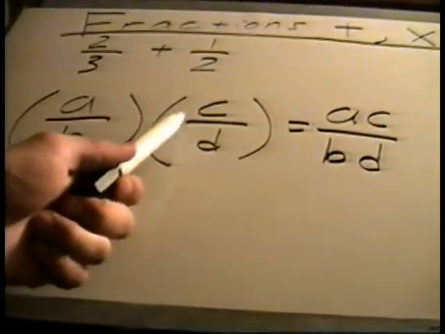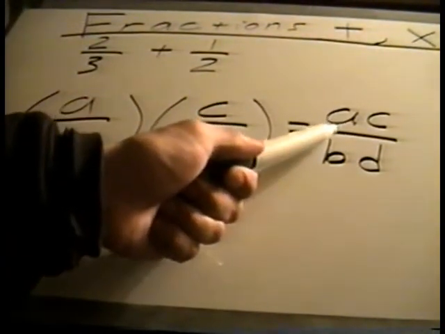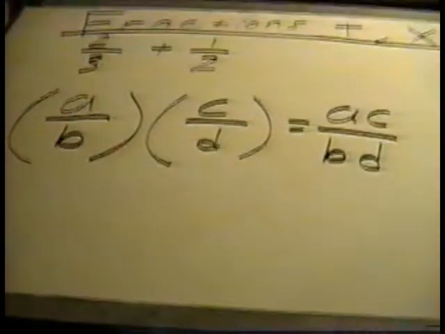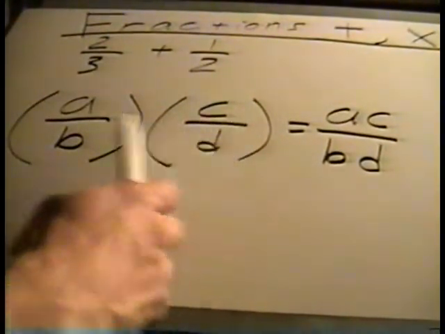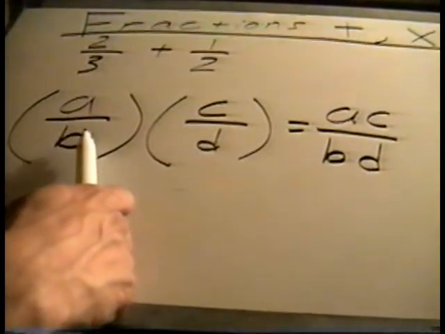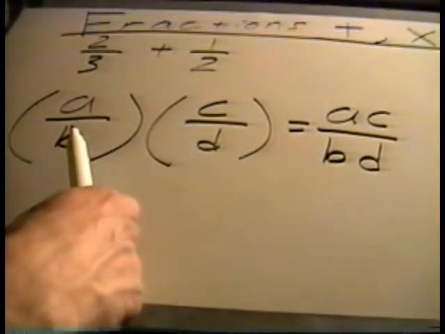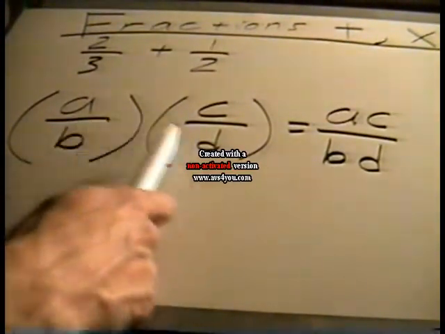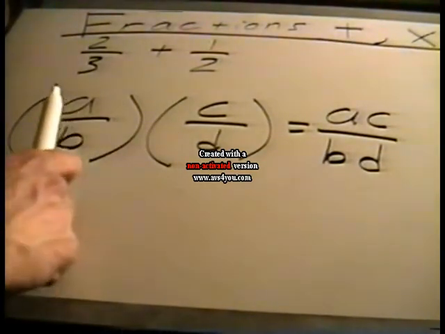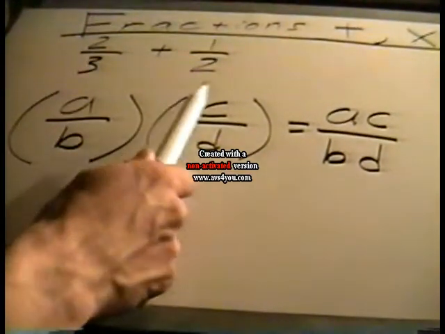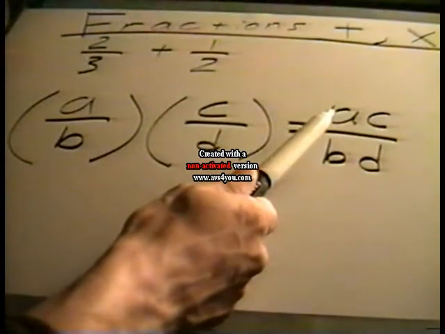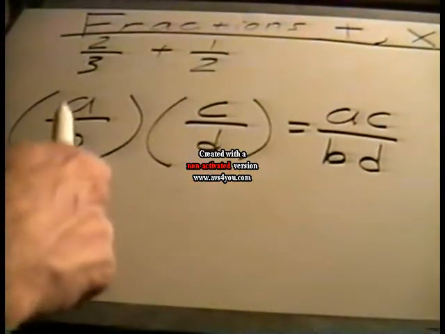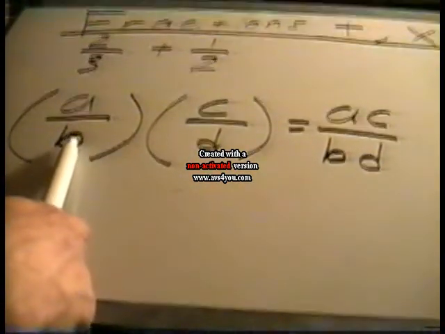So if we put this in numbers, that's similar to saying 1/2 plus 4/2 equals 1 plus 4 halves, or 1 plus 4 over 2. And that gives us 5 halves.